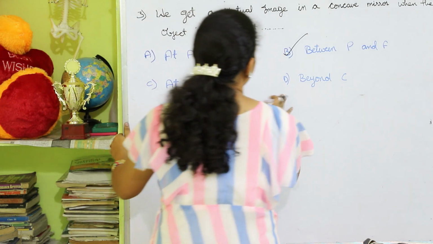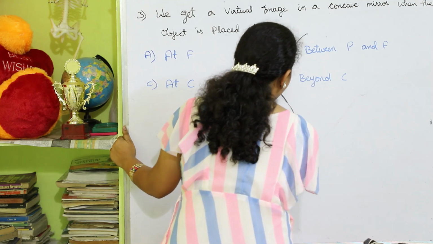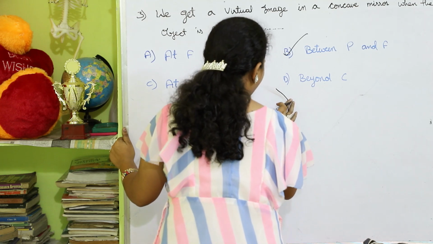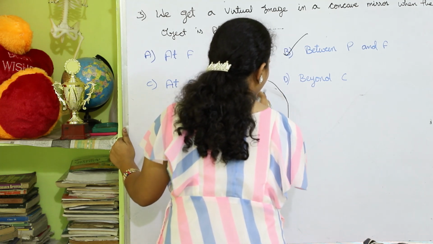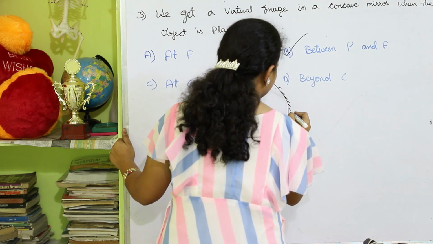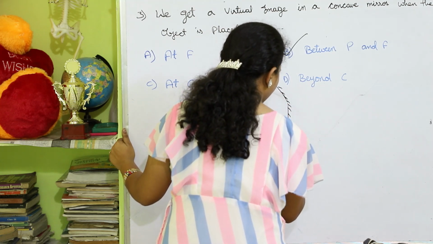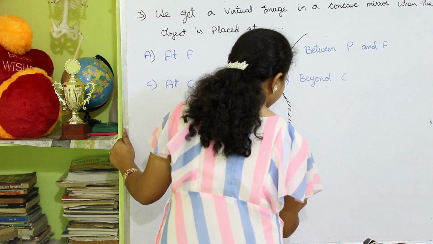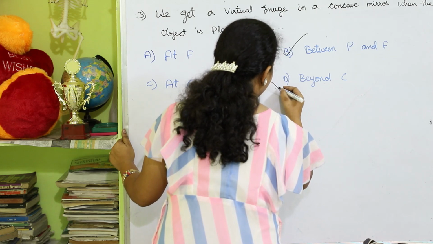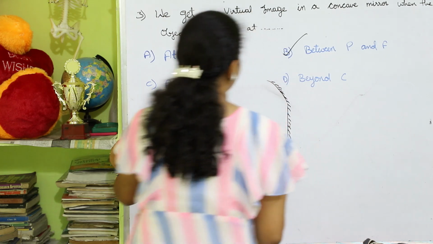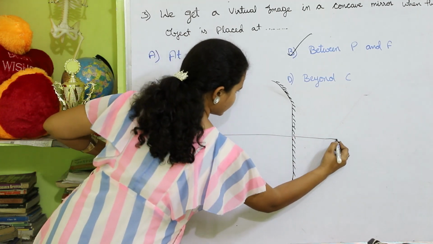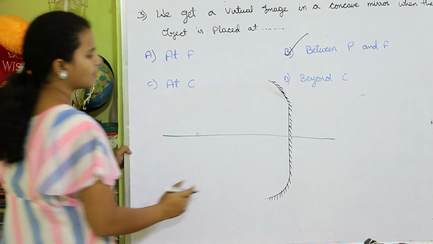So here you have a diagram. Let me draw a concave mirror firstly. Here you have a concave mirror. Clear? This is the concave mirror. Now, this is the principal axis.